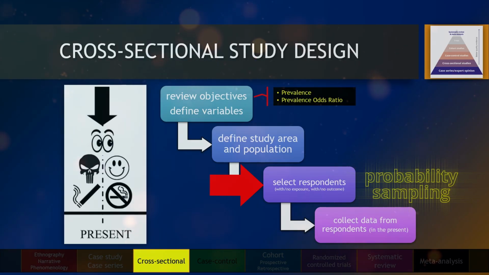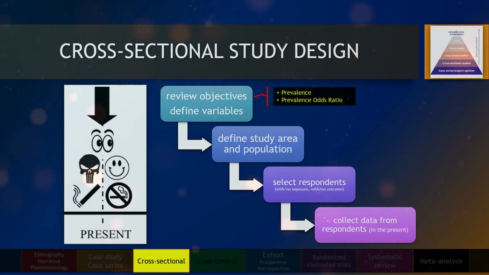When you do proper sampling, you should get samples with both exposure and outcome, samples without both exposure and outcome, samples with exposure but without outcome, and samples without exposure but with outcome. But at this point, you don't know which is which yet. Now, the last step would be to actually collect data from your sampling units or respondents. At this point, you will then know which ones have the exposures and which ones have the outcomes, and then you can plug these values into your 2 by 2 table, and then you can do your analysis.